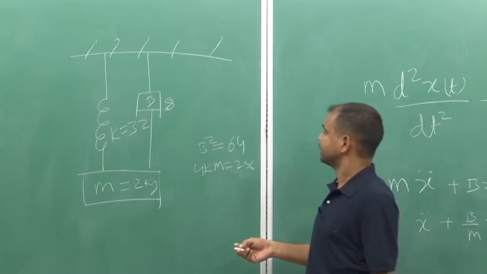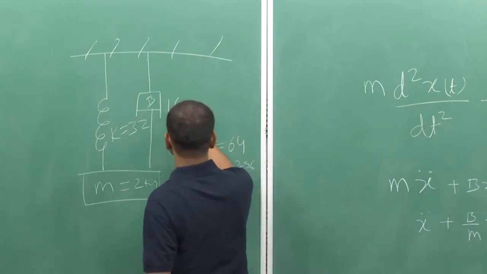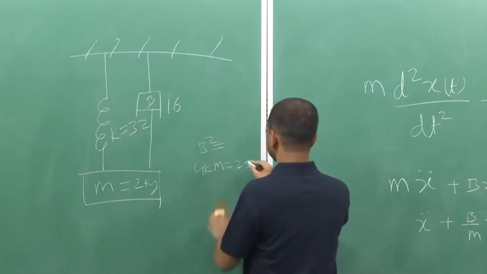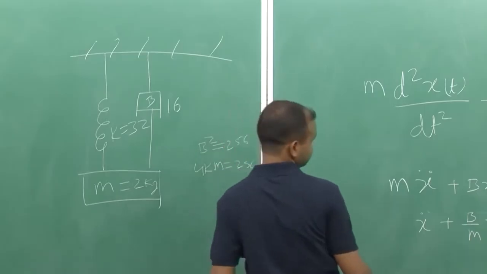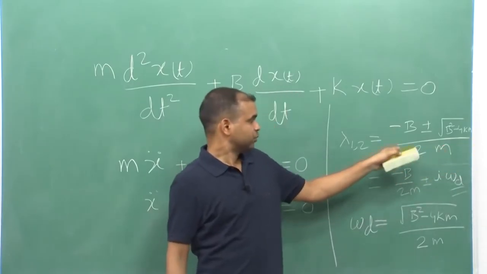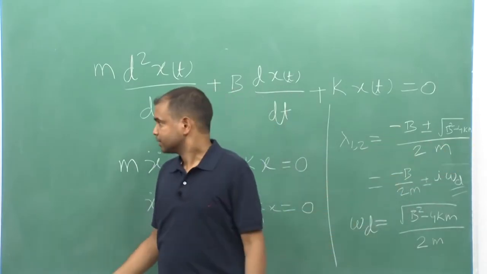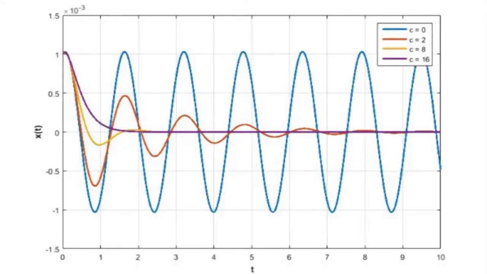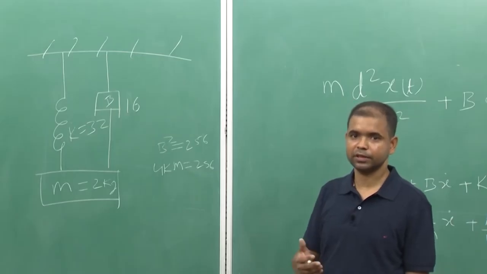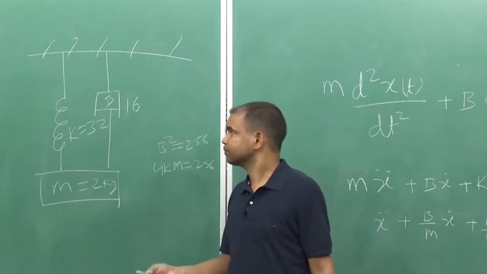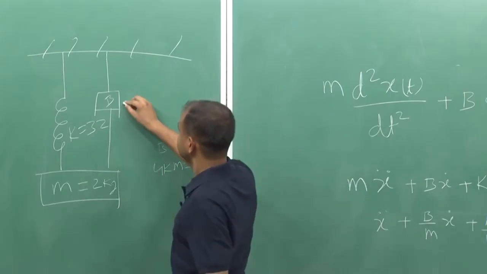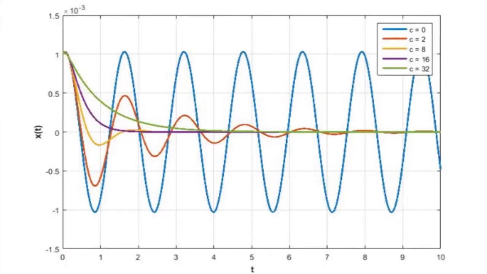And if I further increase the damping coefficient from 8 to 16, in this case b square will be 256, and this term b square minus 4 k m will be 0. In this case, we call it critical damping, and here you can see there is no overshoot. With the increase in damping, the first time the overshoot disappears, we call it critical damping. There is no oscillation in the response. And if I further increase from 16 to 32 and so on, then we will have higher and higher damping, and this situation we call the overdamped response.